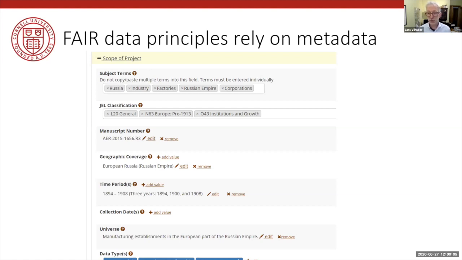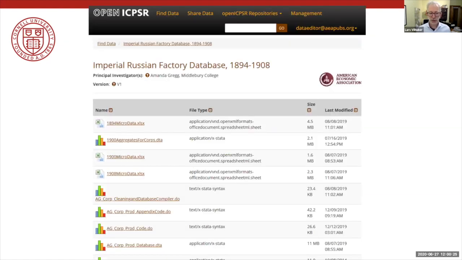And not all of these apply to all data. If you're running a lab experiment, then geographic coverage might not be quite as clear. The collection dates, on the other hand, might very well be. And so there's a lot of information there that will allow people to describe the data and ultimately to show it to others on the website. And so this is an actual deposit that we have received in the past year. It is for data that's associated with an article in the AEA.